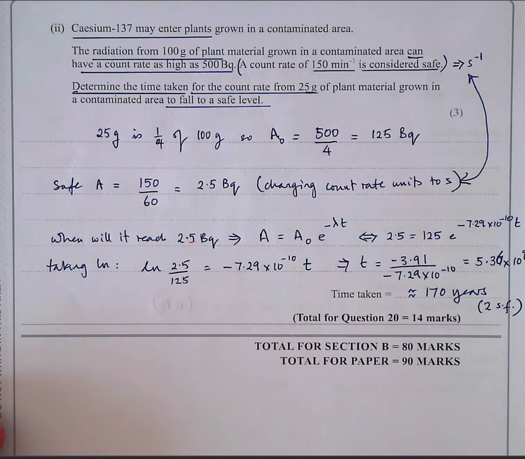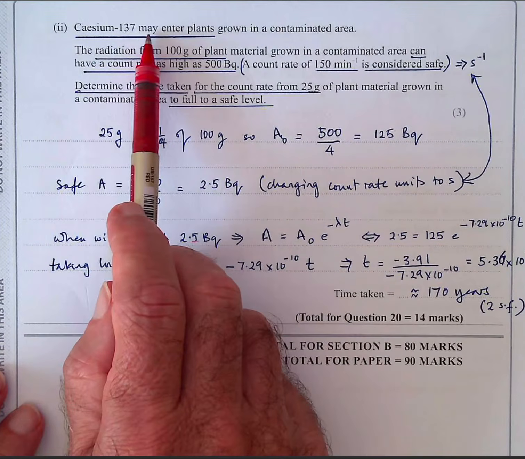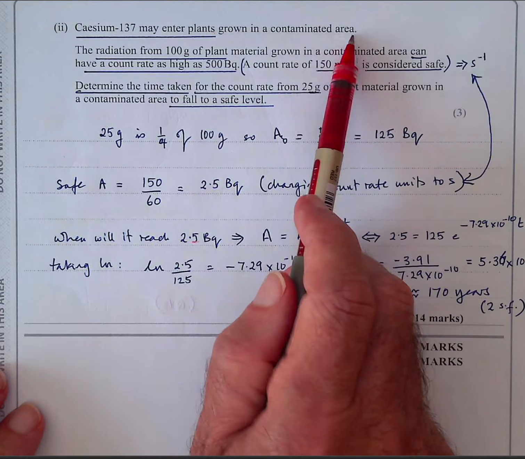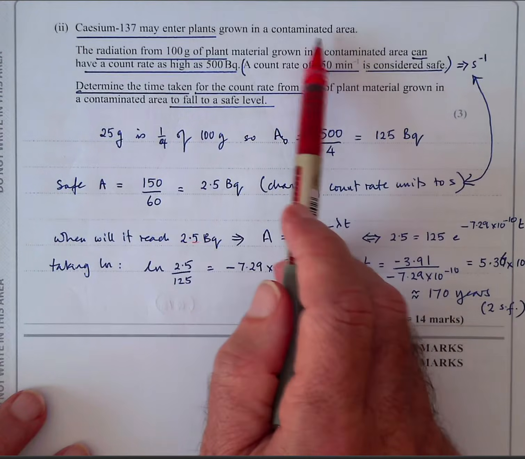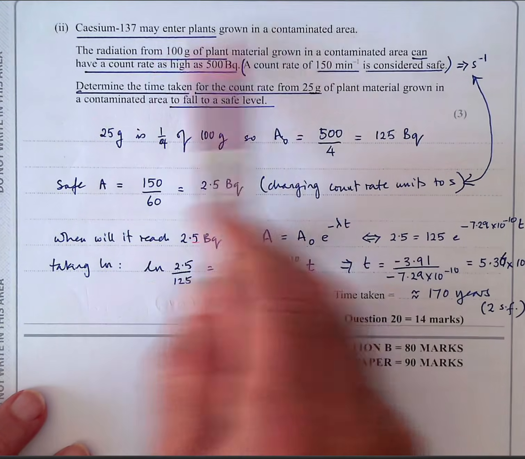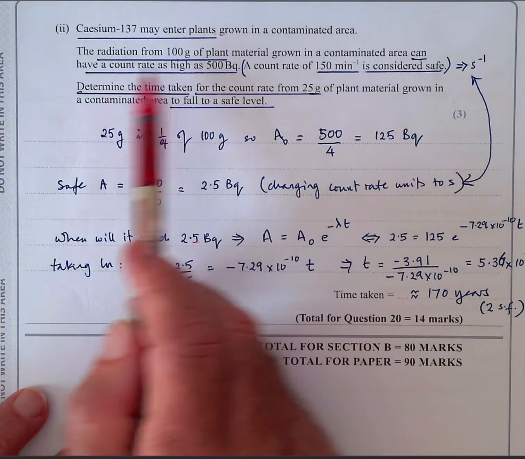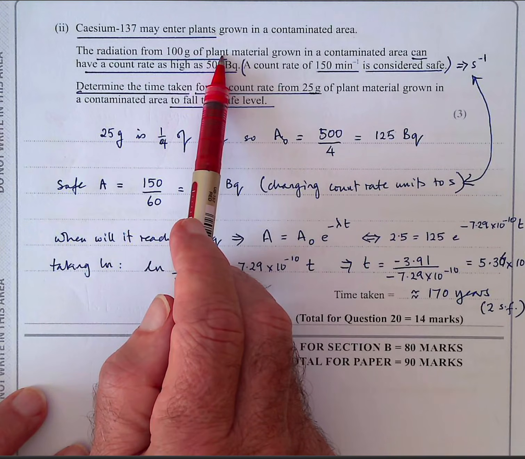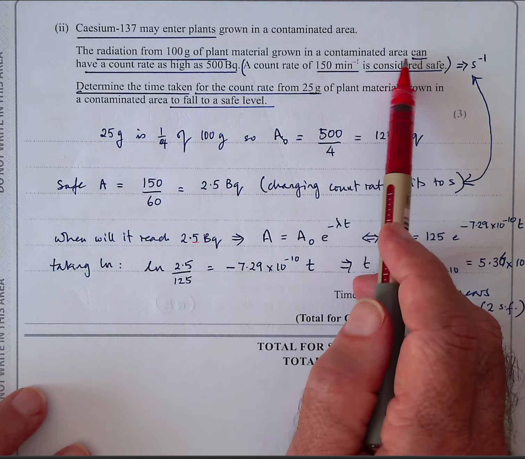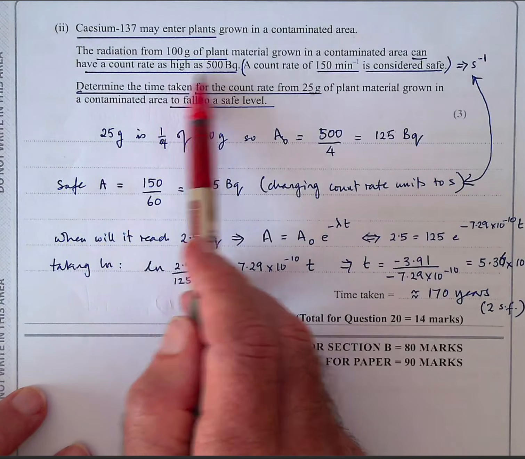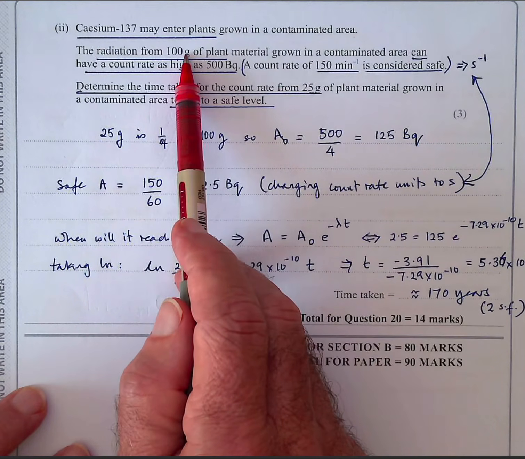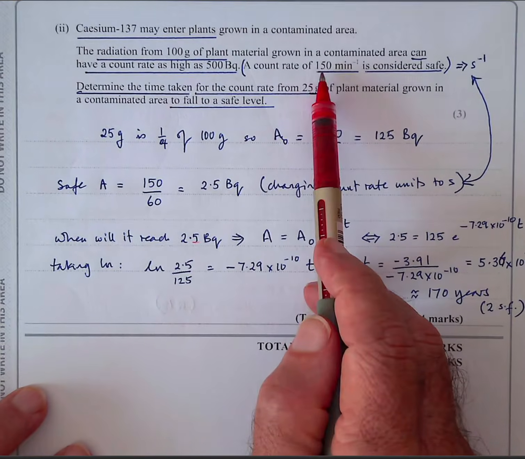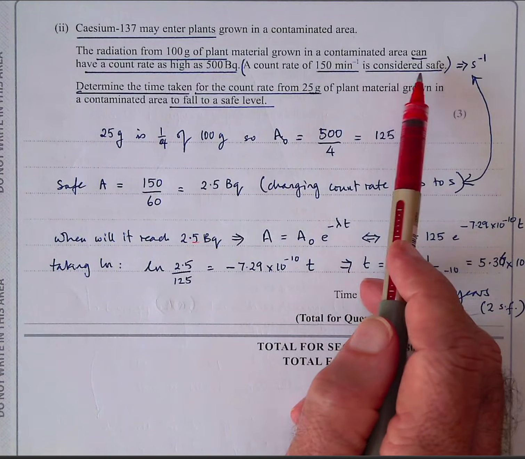And here's the final page of your exam. Cesium-137 may enter plants grown in a contaminated area. In other words, if the area is contaminated, it means some of the cesium has got into the soil and the plants take it in. The radiation from 100 grams of plant material grown in a contaminated area can have a count rate as high as 500 becquerels. That's 100 grams. Count rate of 150 is considered safe.